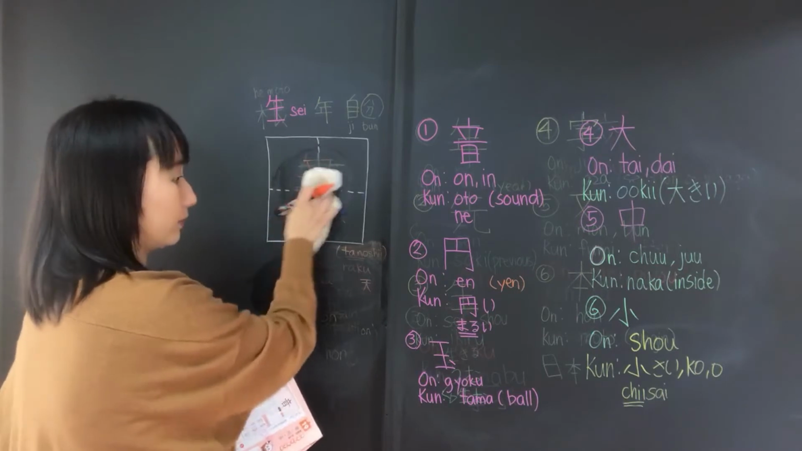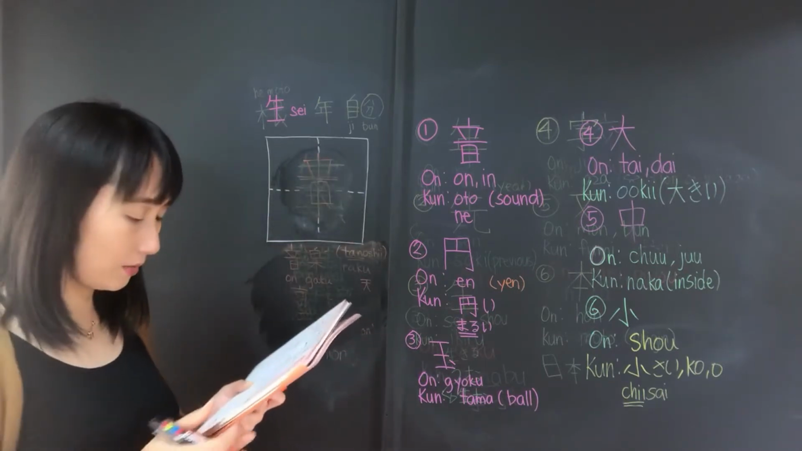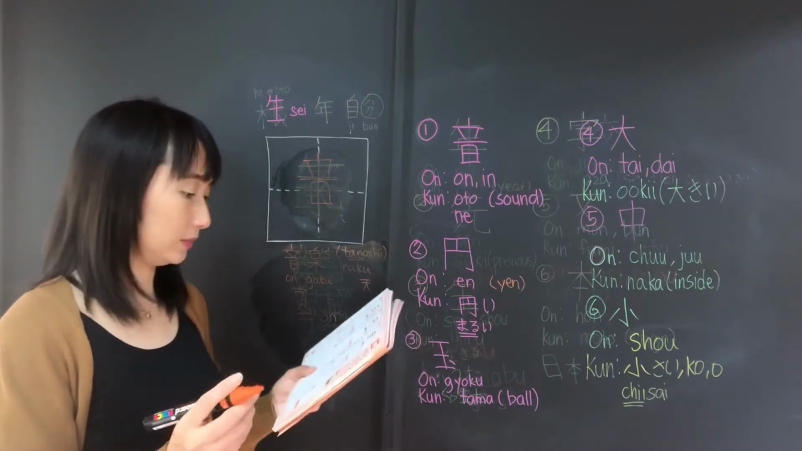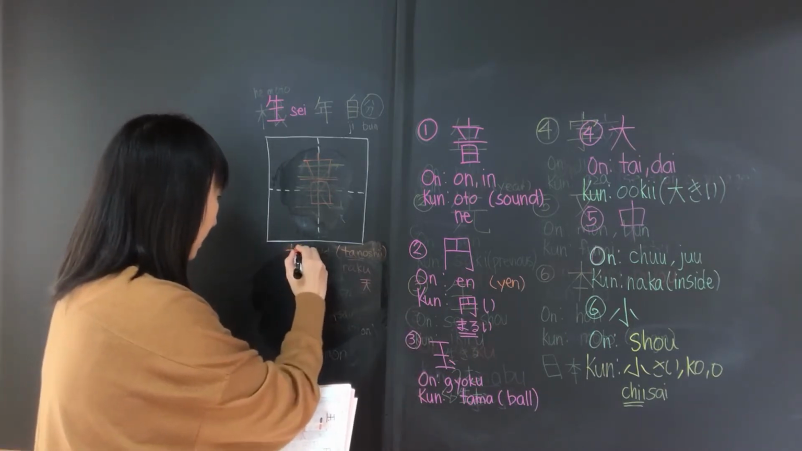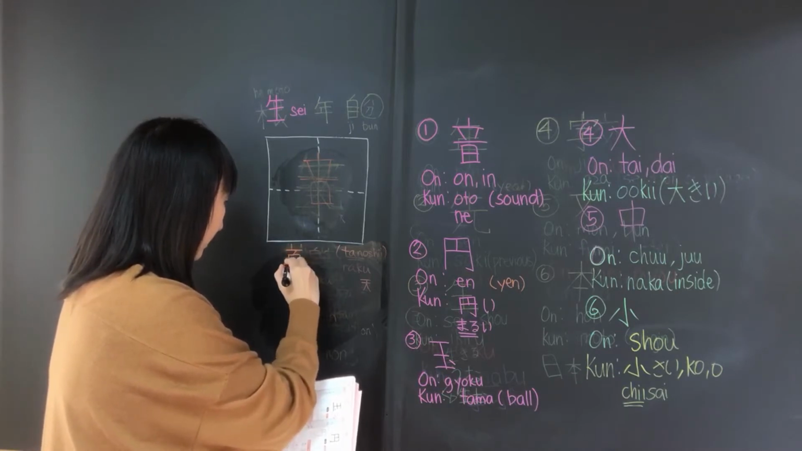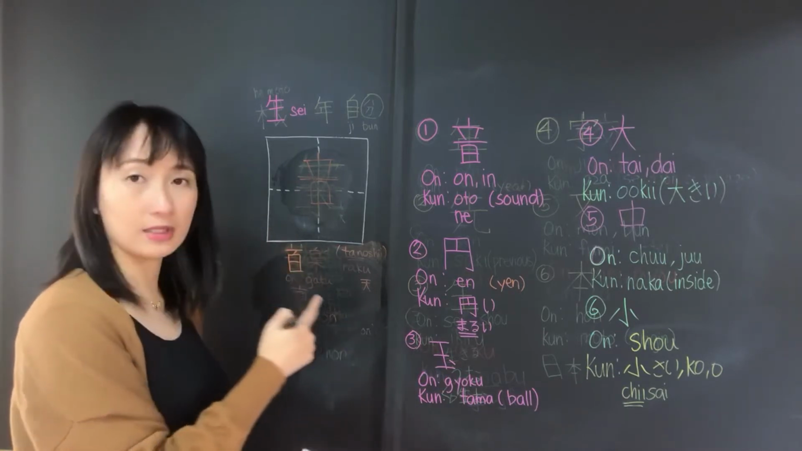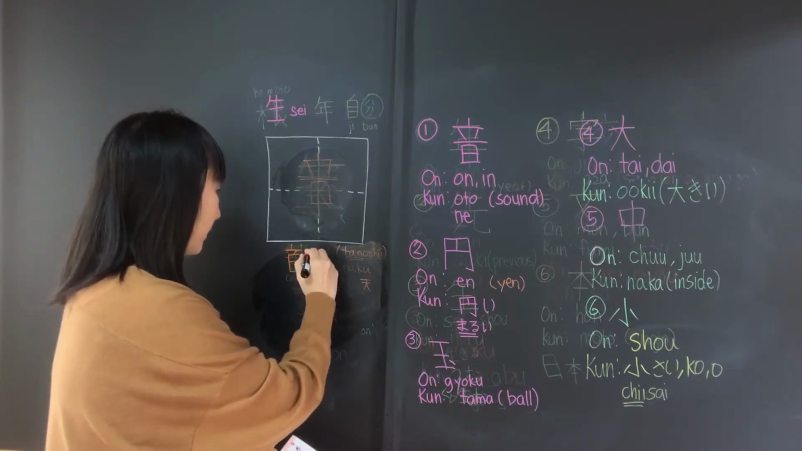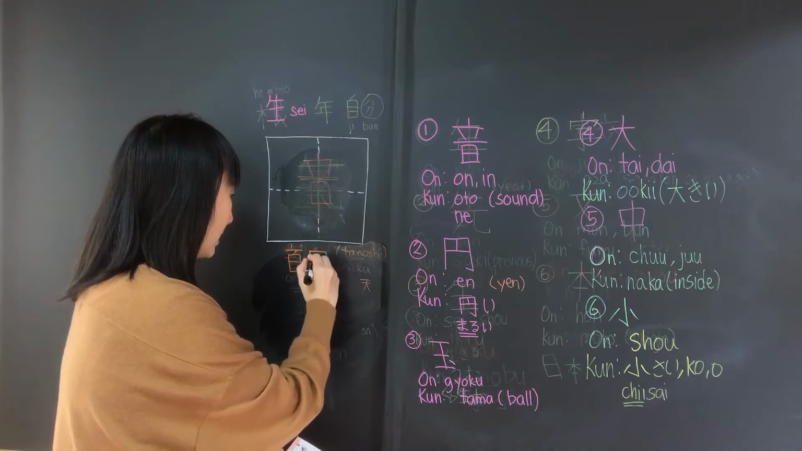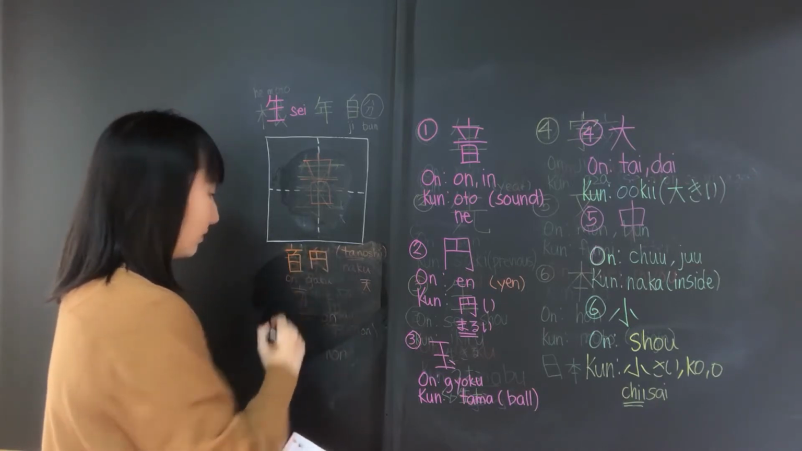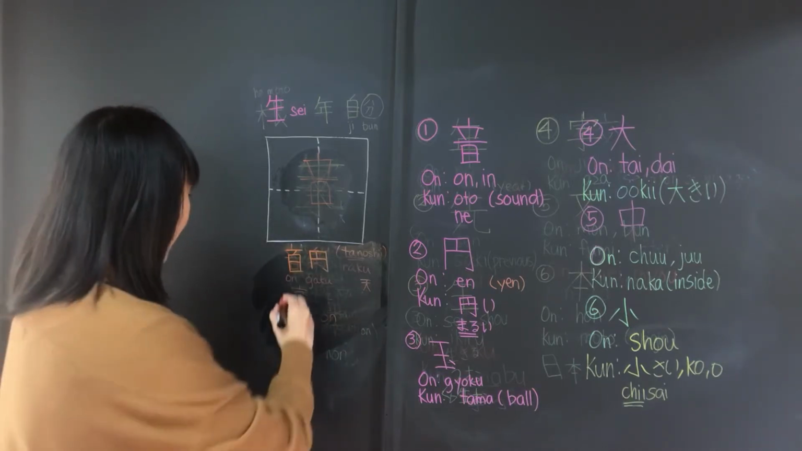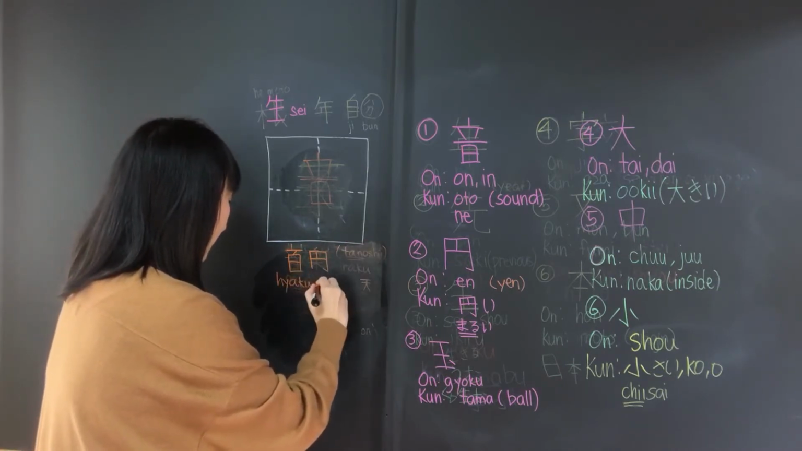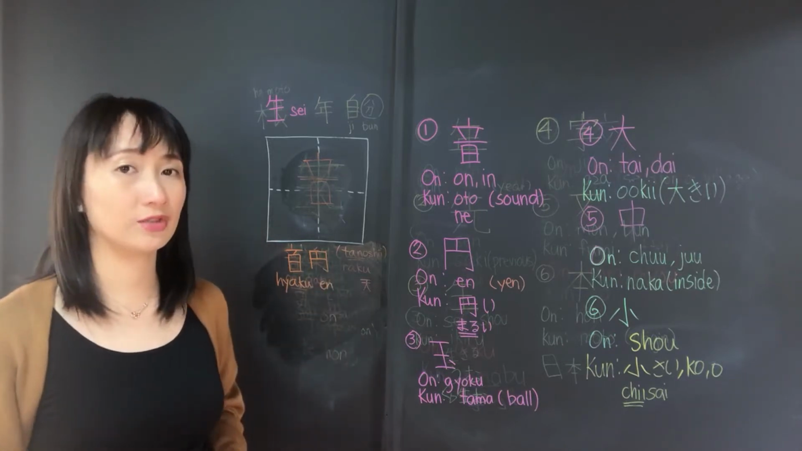For yen, the examples that I have for you are 100 yen. This is how you write 100, plus yen. I'm a bit worried that you can't see what I'm writing because of the color of my pen. This is 100 plus yen. 100 yen means 100 yen.